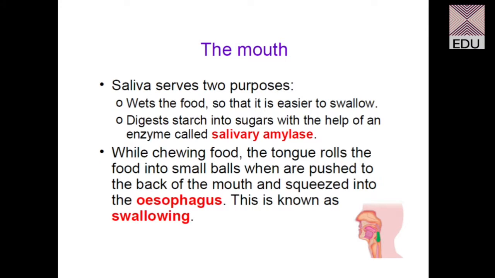is that while chewing, the tongue rolls the food into small balls. This is a very important fact. As the saliva is poured onto the food, it wets the food. It will help to lubricate the food to go down to the stomach through the esophagus. So it will be easier to swallow them. And chemically, it also digests the food.